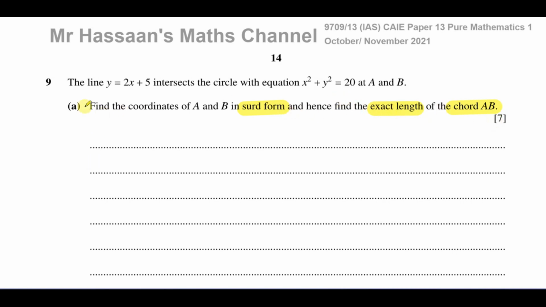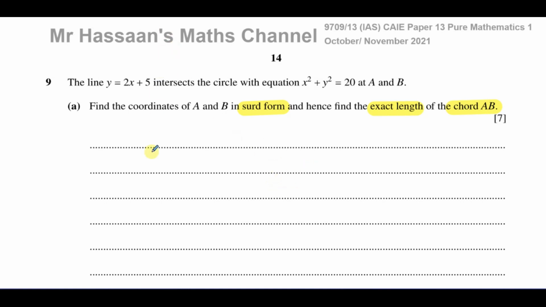Sometimes the question is split up into parts: part A, find the coordinates of A and B, and part B, find the length of AB. But here it's in one sentence, two parts. So don't just stop here. Some people find the coordinates of A and B and they stop. Be very careful in the exam not to just throw marks away.